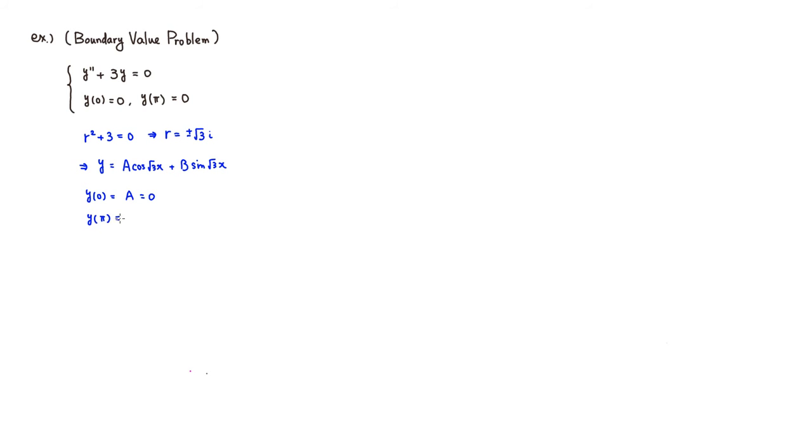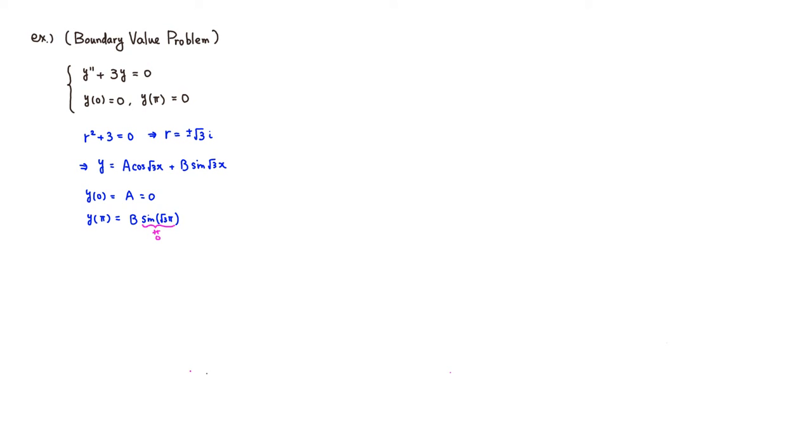Since a is already equal to 0, I'm going to ignore the first term. So you're just going to get the sine term. Then you're going to plug in pi. So you have b sine of square root of 3 pi. All we have to know is that the sine of square root of 3 pi is non-zero.